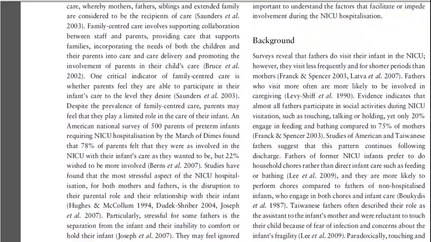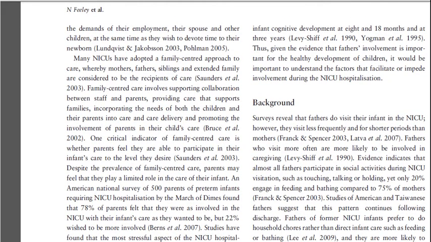So if we go up to the end of the introduction, what we're going to see here is, thus, given the evidence that fathers' involvement is important for the healthy development of children, it would be important to understand the factors that facilitate or impede involvement during NICU hospitalisation. Great. Gives us purpose, tells us why it's important, and then they move on to the background. Now, remember I said the background is really the literature review, and it's called background in this journal.